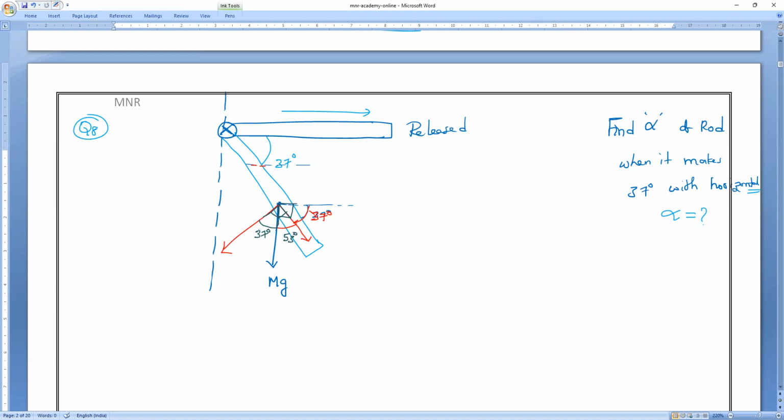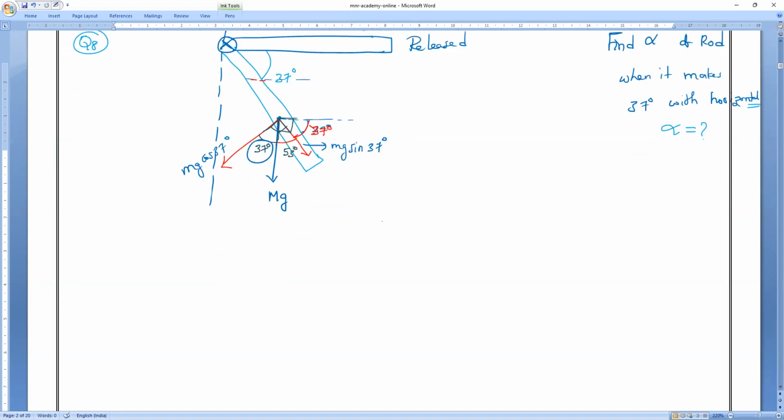Clear? So now this is theta. So theta is 37, this will become what? mg cos 37, and this will become what? Everybody? mg sin 37. It's not a new thing.